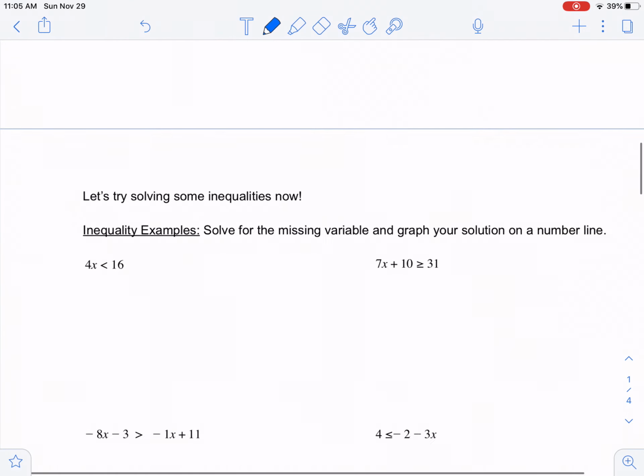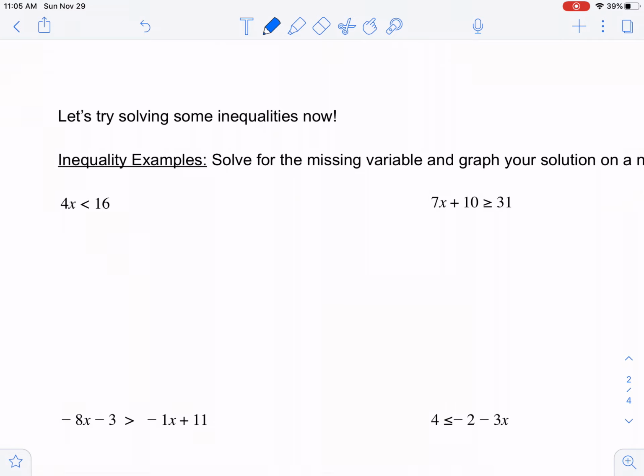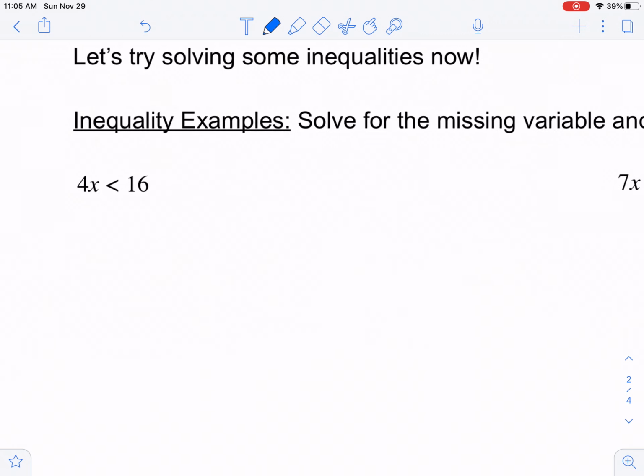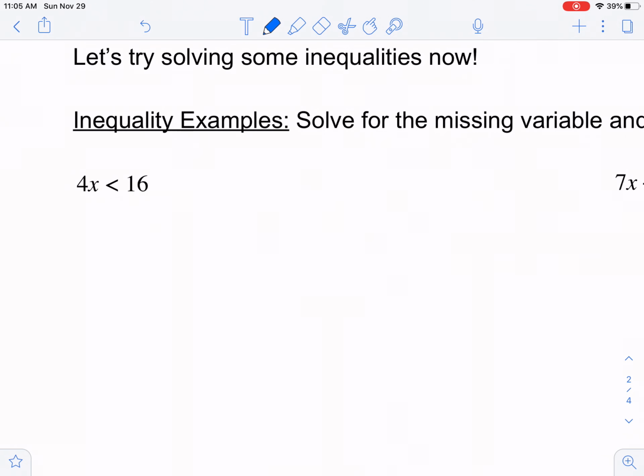All right, let's do some math. So, this is an inequality. You could almost pretend it's like an equal sign. So we're still going to isolate the x. So here we would divide by 4, and you get x is less than 4.